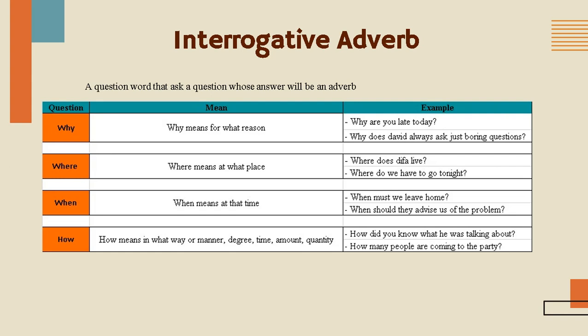Second, where. Where means at what place. For example, where does Diva live? Where do we have to go tonight?